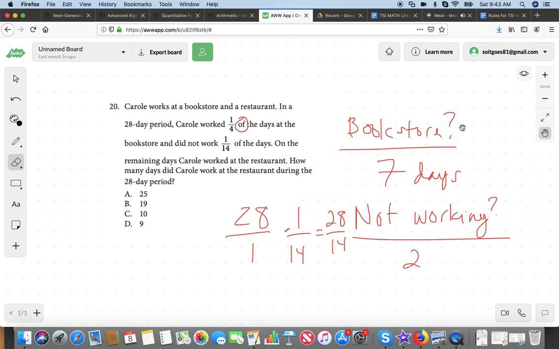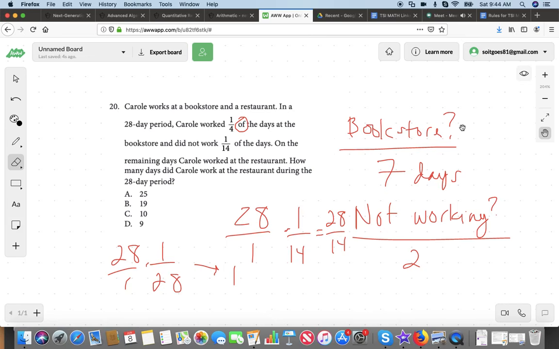Does that make sense? I guess. That didn't sound super confident there, Jackson. It's tricky because 1/14 is a little more complicated fraction. I mean, you understood why if she worked 1/4 of the days at the bookstore, that's 7 days at the bookstore. Yes. Now, let's say she didn't work 1 out of the 28 days. That would be 1 day, because it's 28 times 1/28.